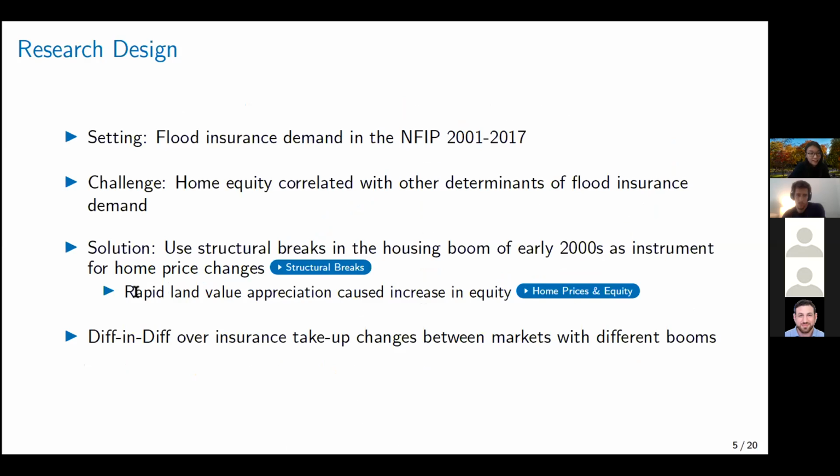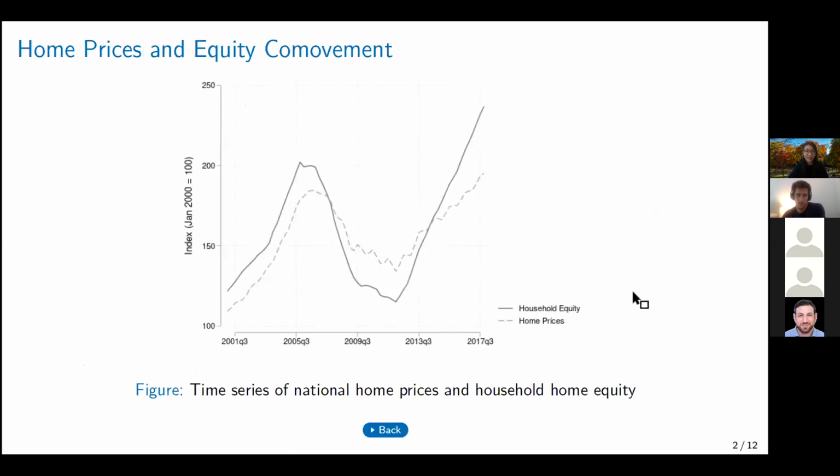And also, the other thing is that around this time, there has been rapid land value appreciation, and that caused an increase in equity, as you can see here, where the solid line, which represents household equity, tracks home prices closely.